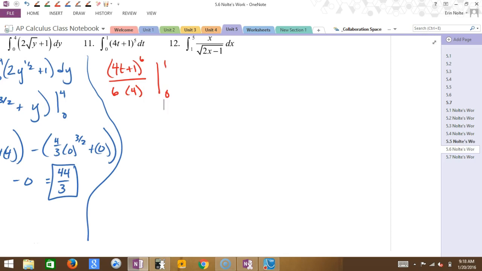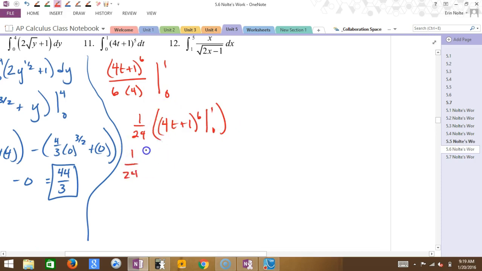24. Okay, so there's kind of two ways that you can do this. See how you got 24 on the bottom? What I'm going to do is pull the 24 out, and since it's on the bottom, I'm going to technically pull out 1/24. Which means now I have 4t plus 1 to the 6th power left, and that's what I'm going to plug in. Now I'm going to do bigger minus smaller. I'm going to use brackets because it looks better. So 4 times 1 plus 1 to the 6th power minus 4 times 0 plus 1 to the 6th power.